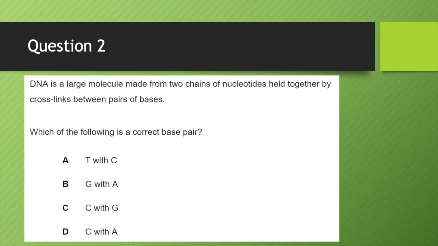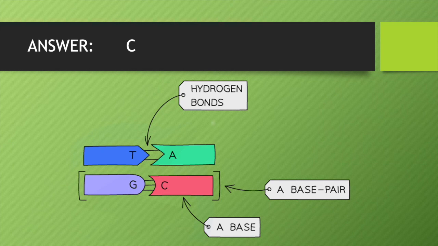Question 2. DNA is a large molecule made from 2 chains of nucleotides held together by cross-links between pairs of bases. Which of the following is a correct base pair? A. T with C. B. G with A. C. C with G. And D. C with A. The correct answer is C. Guanine will always pair with cytosine as well as thymine to adenine.